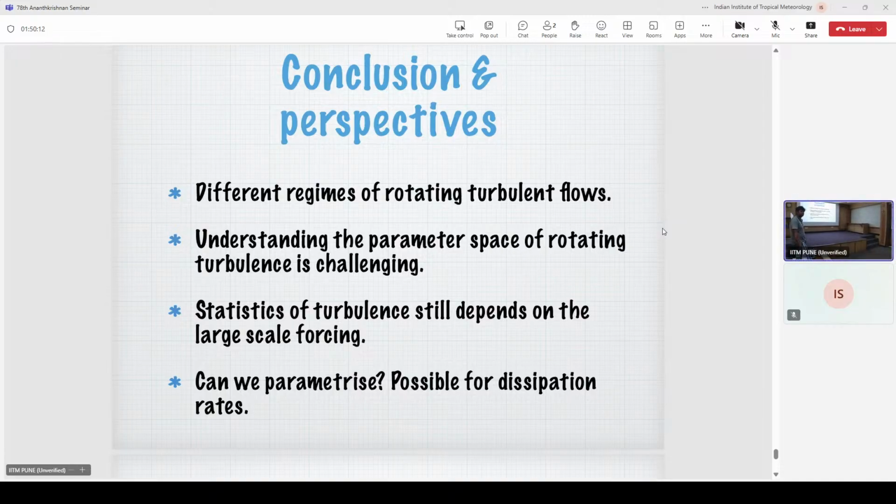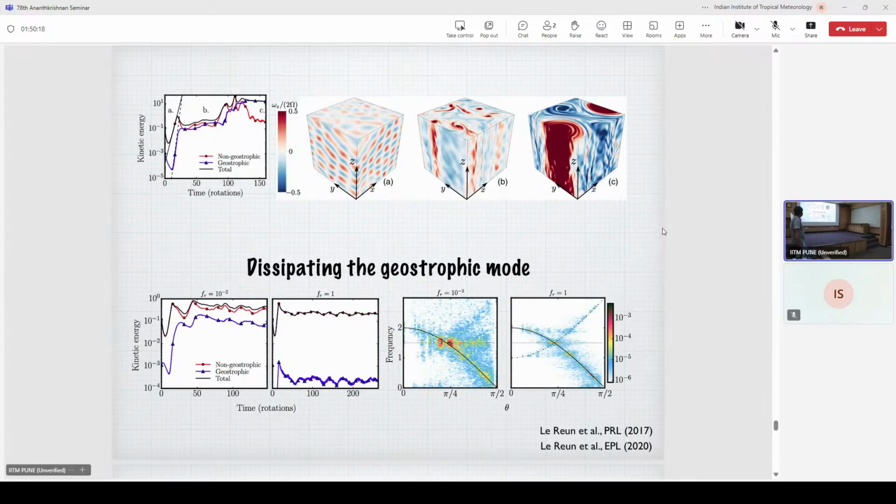Any other questions? Okay, I have a question. So can you go back to that slide of dissipation rate scaling?